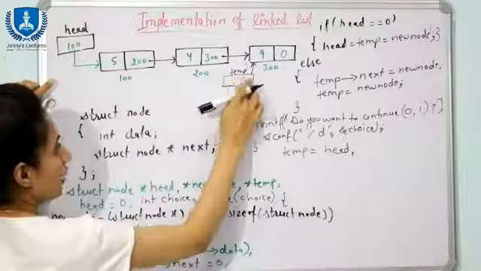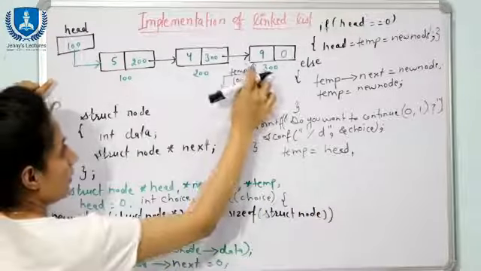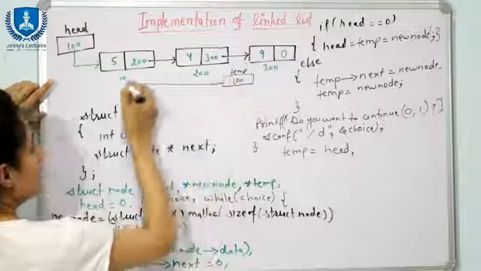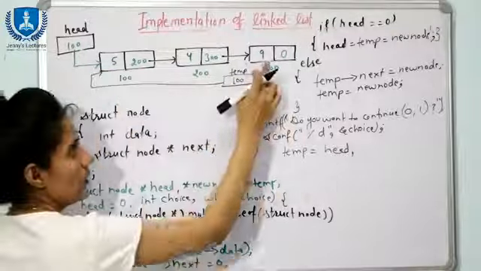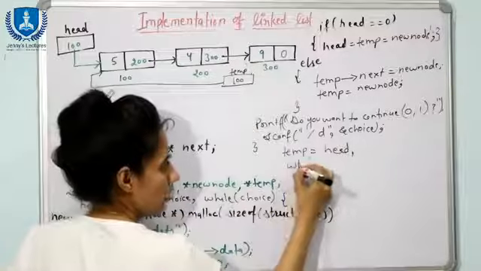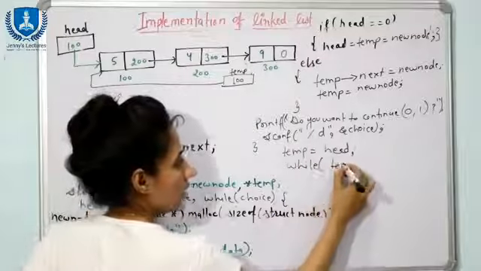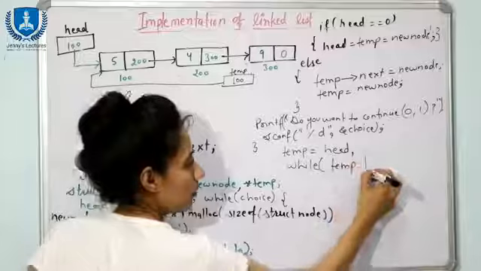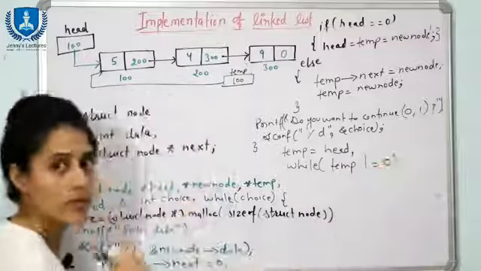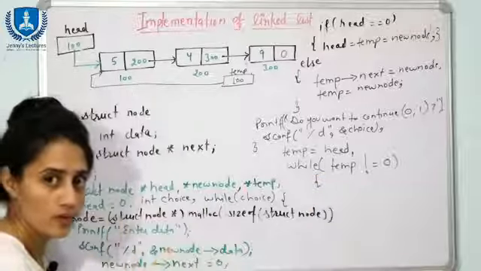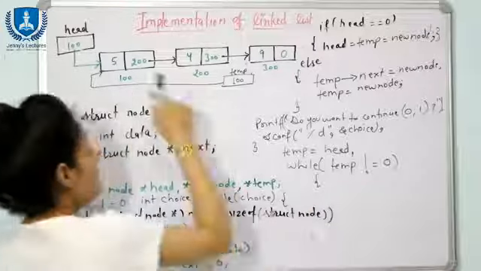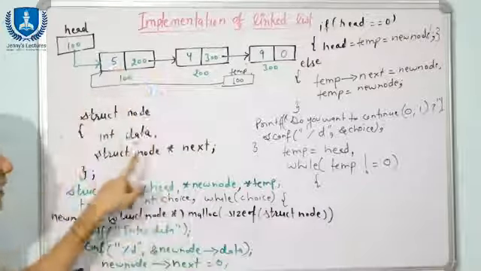Now in temp we are having 100. So now temp is pointing here. So now you are going to print 5, 4 and 9. So here you will write a while loop, while temp not equal to null. Fine. Till then you are going to run this loop and you will print this value that is data.